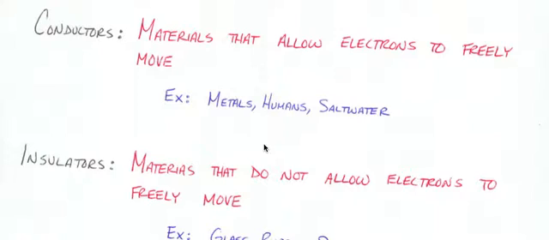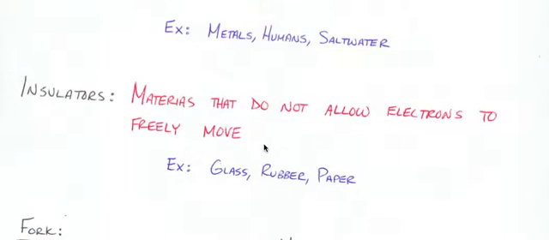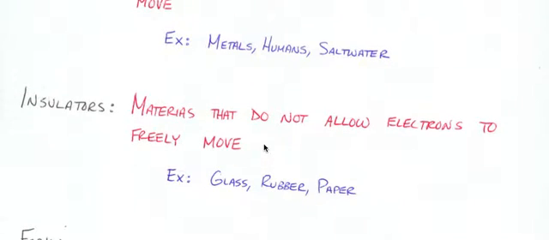Conductors are any material in which electrons can move wherever they would like. Insulators, on the other hand, are materials that do not allow electrons to freely move. Examples are glass, rubber, paper, cloth, silk, anything where you can place electrons on them, but they are not free to move. Much like getting stuck in quicksand, once these electrons are placed there, they can't move. They're stuck in that one location.